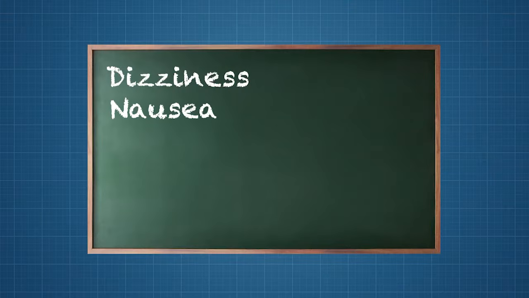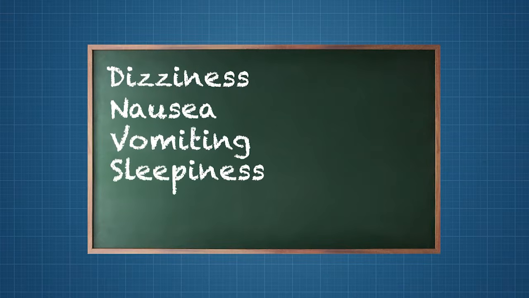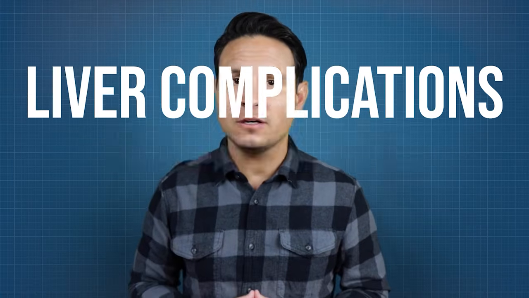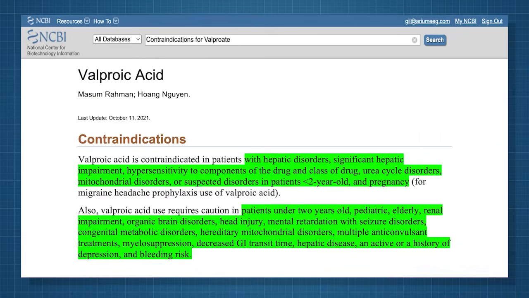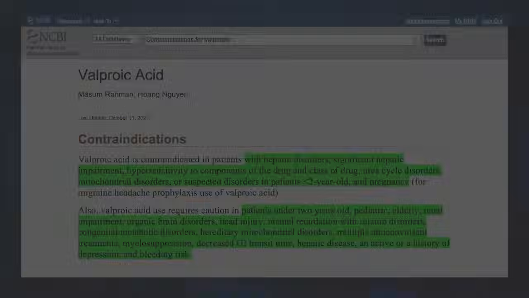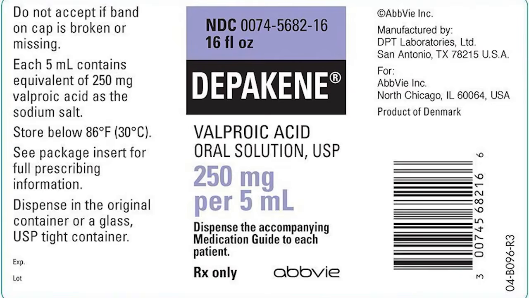Common side effects include, but are not limited to, dizziness, nausea, vomiting, sleepiness, and dry mouth. Serious side effects can include liver complications or failure, pancreatitis, and can increase suicidal risk. Now, this obviously isn't a medical advice channel, but typically it's strongly recommended to avoid valproate if you are living with any of these risk factors. Feel free to pause the video here so you can get a good grasp on this contraindications list. Brand names for valproic acid are Depakine, Depakote, and Stavzer.